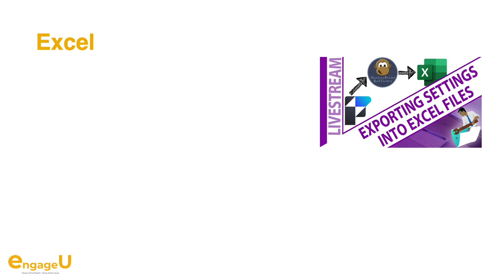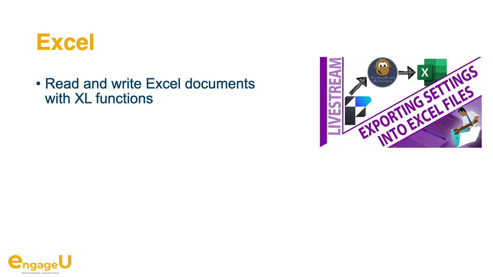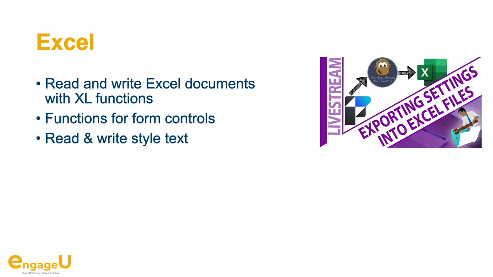Then we have functions for Excel files. So if you have a need to read and write Excel documents, you can use the libxl library with our plugin. If you need anything more than what FileMaker offers, like you want to define what's on the column name, you need a plugin for that. So you can control form fields in Excel. We can convert styled text to and from Excel, so users can put text with styles in a field and we can put that in the Excel cell.